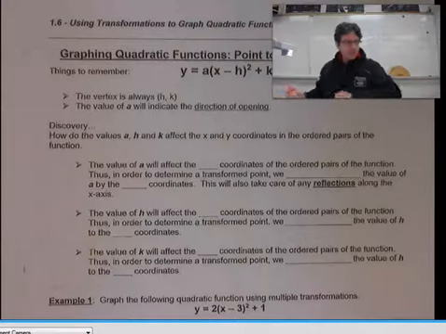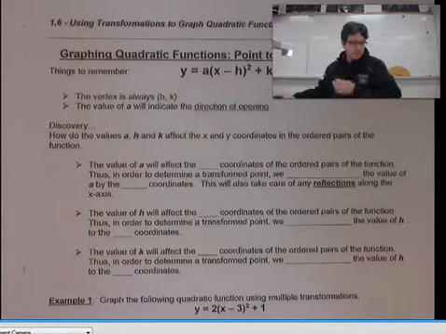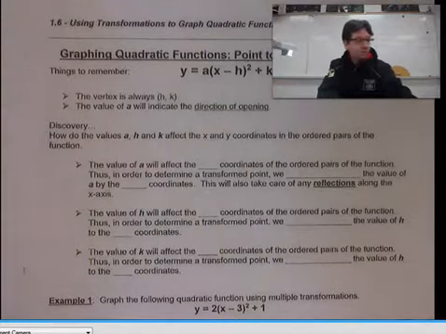Alright, so yesterday we tried sketching quadratic functions in vertex form by using a step pattern. Today we're going to do something a little bit different.